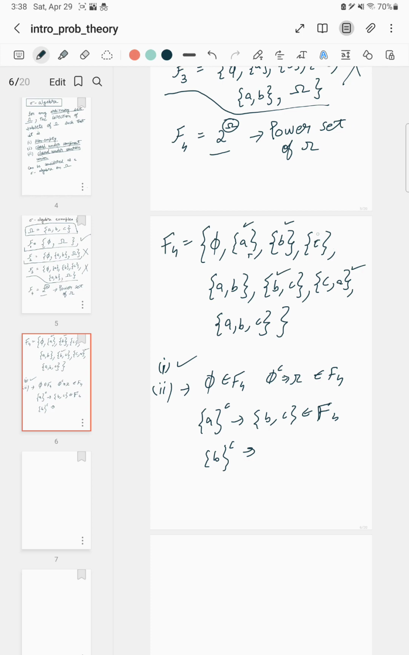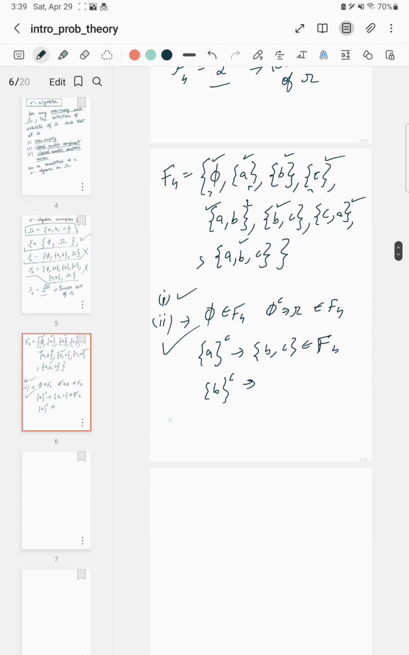Let's check this for C as well. So C belongs to F4 and the complement of C is AB, so AB also belongs to F4, so C satisfies the condition, and the complement of AB is nothing but C, which also belongs to F4, so AB also satisfies the condition. And the complement of phi is ABC and the complement of omega is phi, so both of these also satisfy the condition of closure under complement. Hence all the elements of F4 follow the property of closure under complement. Hence the second property is satisfied. Now let's see the third property.